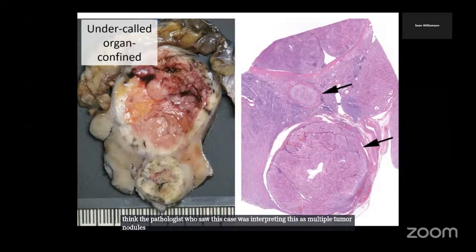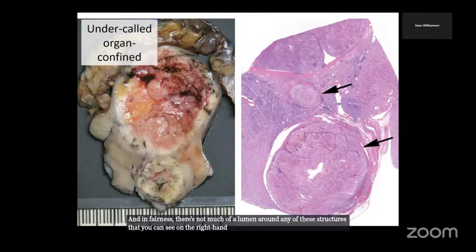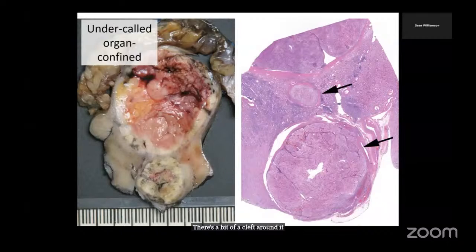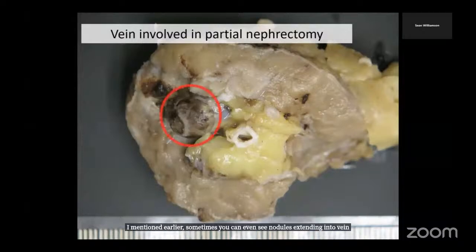And in fairness, there's not much of a lumen around any of these structures that you can see on the right-hand side. But to me, this presence of multiple nodules like that strongly implies that one of them is within a vein. And at least the bottom one, there's a bit of a cleft around it, suggesting that that is possibly in a vein branch. I mentioned earlier, sometimes you can even see nodules extending into vein branches in partial nephrectomy specimens.